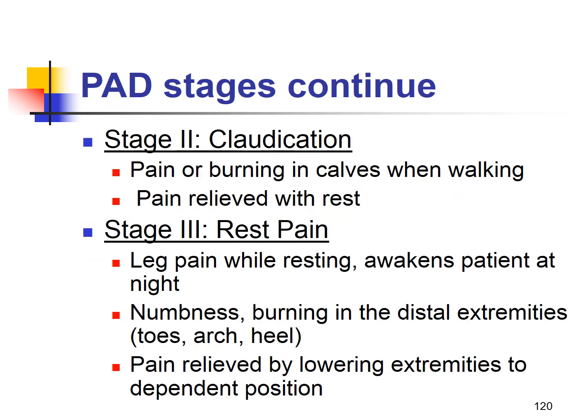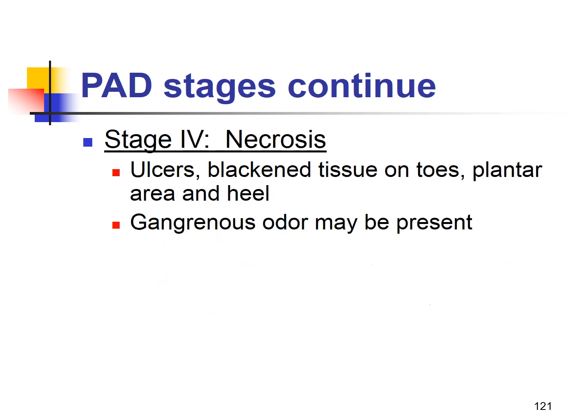Next slide. Stage 2 is claudication. Here you have pain and burning in the calf when the patient walks. But as soon as they sit, the pain goes away, right? And stage 3, which means it's getting worse, so the pain is even at rest. So the leg pain while resting awakens the patient at night. All right, so they also have numbness, burning in the distal extremities, the toes, the achy heel. The pain is relieved by lowering the extremities to the dependent position. Next slide.